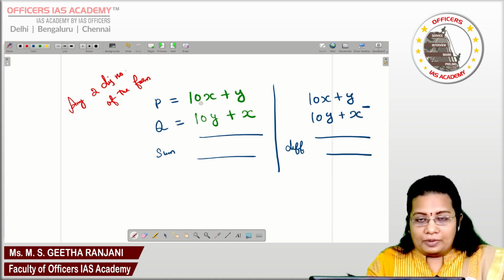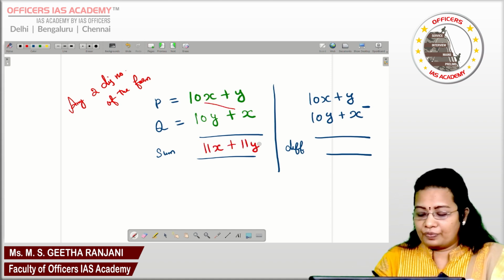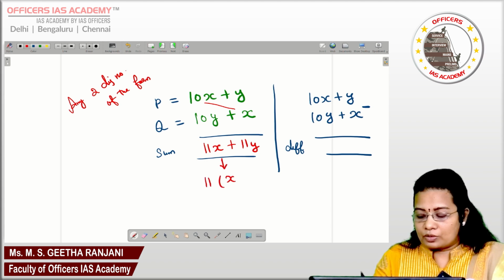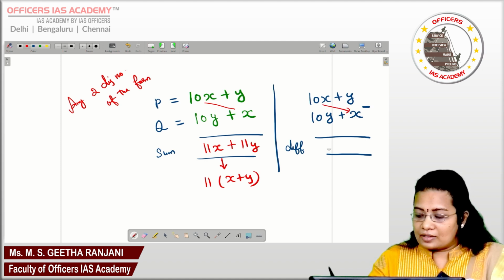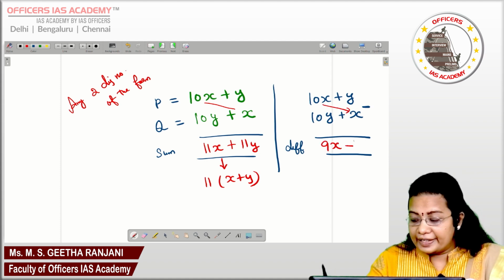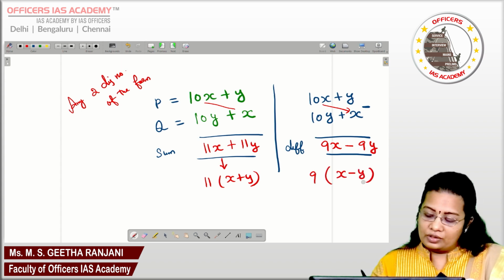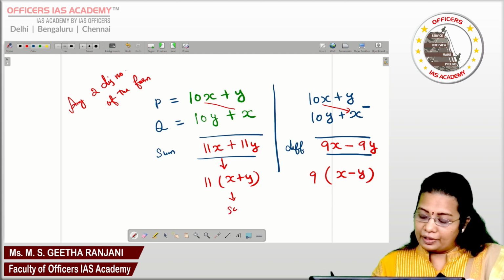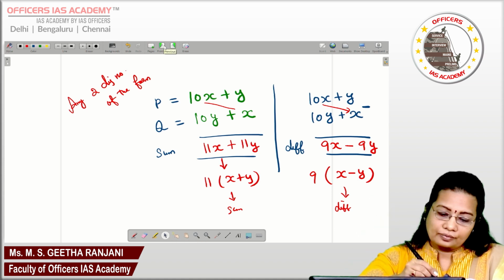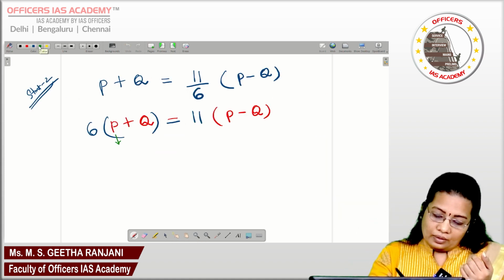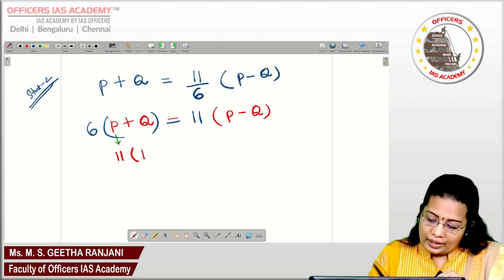So if you add up, 10x plus x is 11x, 10y plus y is 11y. So the sum is 11x plus 11y. We can rewrite it as 11 times x plus y, taking 11 as common. Here 10x minus x is 9x, and y minus 10y is minus 9y. Taking 9 as common, 9 times x minus y. This is the sum and this is the difference between those two values. So let me substitute these things in the problem. Here P plus Q, just now we got 11 times x plus y.